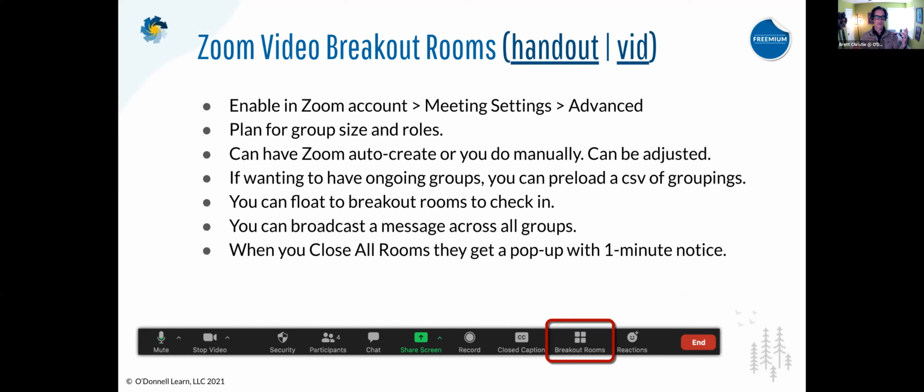So just the main bullets here that I'll narrate, and then we've got a great handout and a great video demonstration for you. The video is from Zoom and it's just over 3 minutes. It does a great job of these steps. You just have to go into your Zoom account and go to meeting settings and then the advanced tab, and then make sure that checkbox is there for breakouts. You'll know if it's already done by just going into your live Zoom and seeing the little breakout rooms icon with the four squares that you see at the bottom of the screen here. And thinking about how to use it, you want to think for group size and roles.